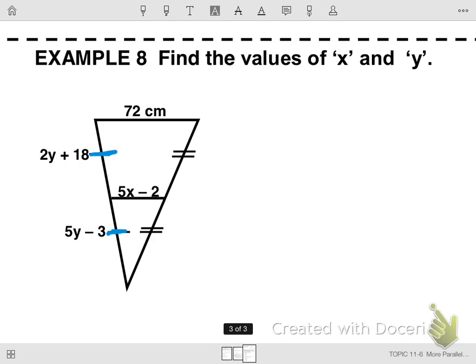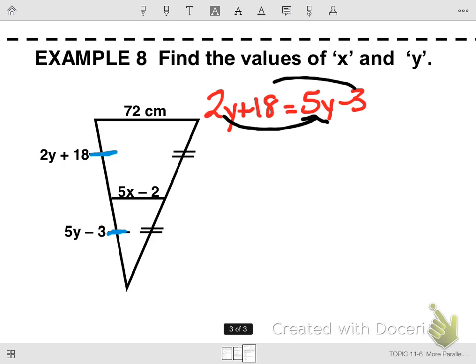Alright, we're on the last example of today's notes. It is very similar to example 7 where they want us to find the values of x and y. So we're going to start with solving for y. Since it is at the midpoint, they are equivalent, so I'm going to set 2y plus 18 equal to 5y minus 3. Since I have variables on both sides of the equation, I'm going to put the 2y over here, just so I can keep my variables positive. Negative 3 goes to the other side.